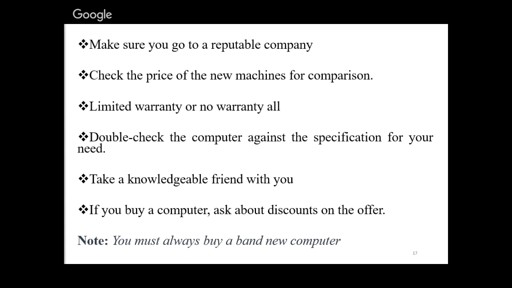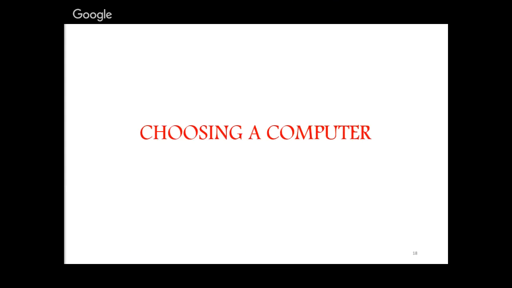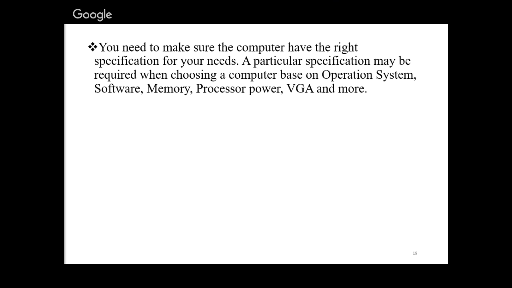So that is it. Now, the next thing that you're going to look at is choosing the computer. Before you even think of money, you do window shopping and try the computer. You have to know the type of computer you should buy. So that's going to be our next topic for discussion. The first thing you have to consider is to make sure the computer has the right specification for your need.